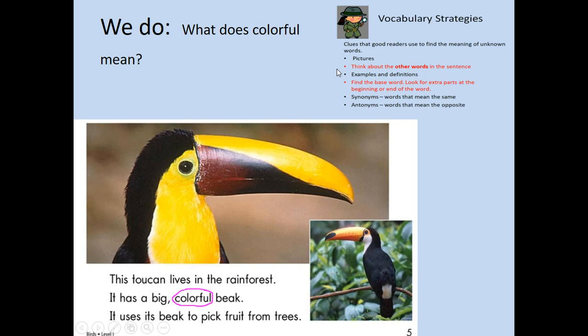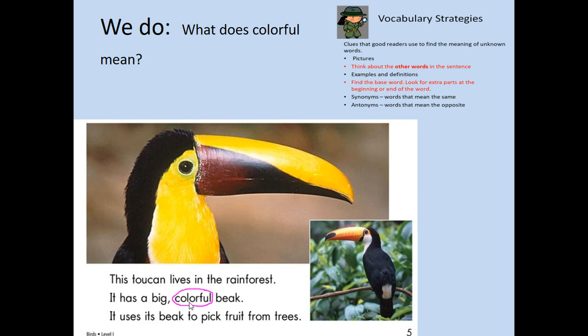Maybe you will think about the other words in the sentence that are around the word colorful, or you might try to find the base word. If you use the pictures and you found the base word, very good, boys and girls. When I look at the pictures, I can see that the bird's beak has color. And when we look at the word colorful, we see the base word color.